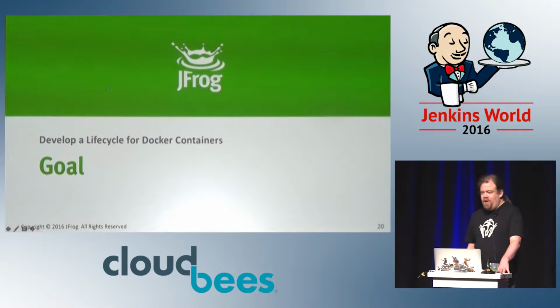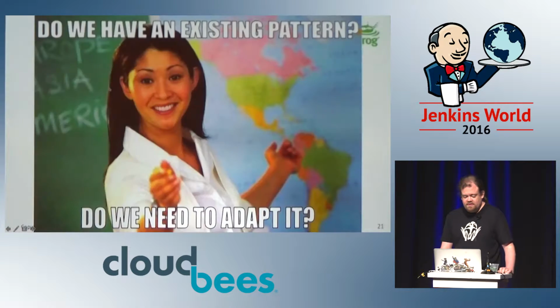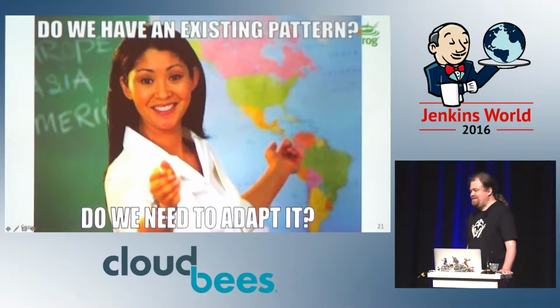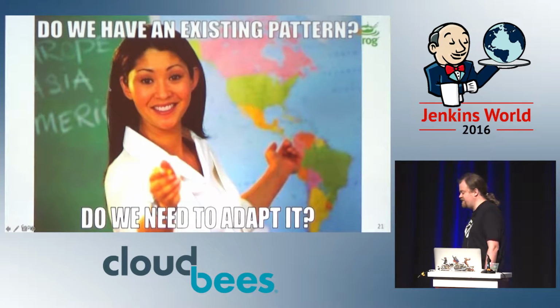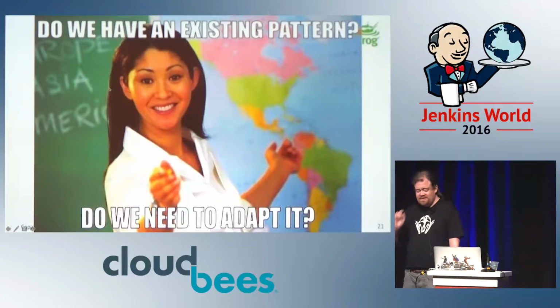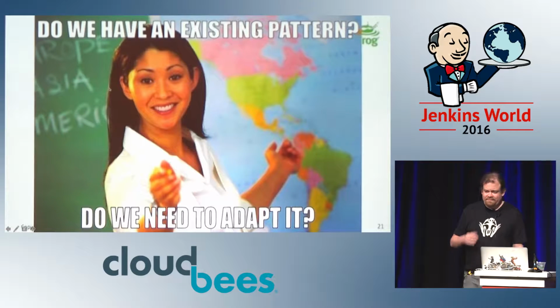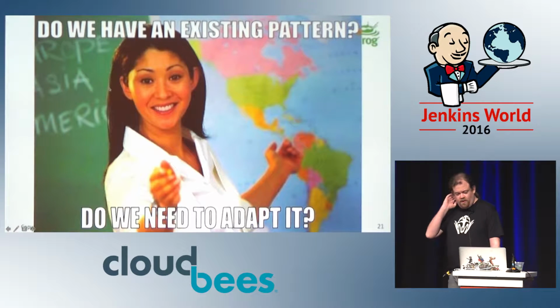moving on to the actual point, how do we actually develop a lifecycle for Docker containers? So, I'm an architect. And the first question I have been trained to ask when I'm asked this question of how do I develop a process for X, do we have an existing pattern? Do we need to adapt it? So what do we know?